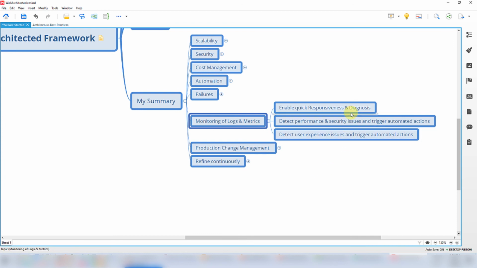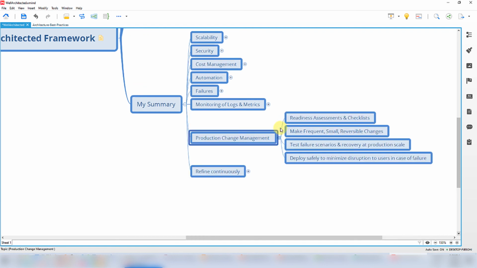Monitoring is essential to many of the pillars. So what it does is it enables quick responsiveness and diagnosis. It can detect performance and security issues and trigger automated actions. It can detect user experience issues and trigger automated actions.